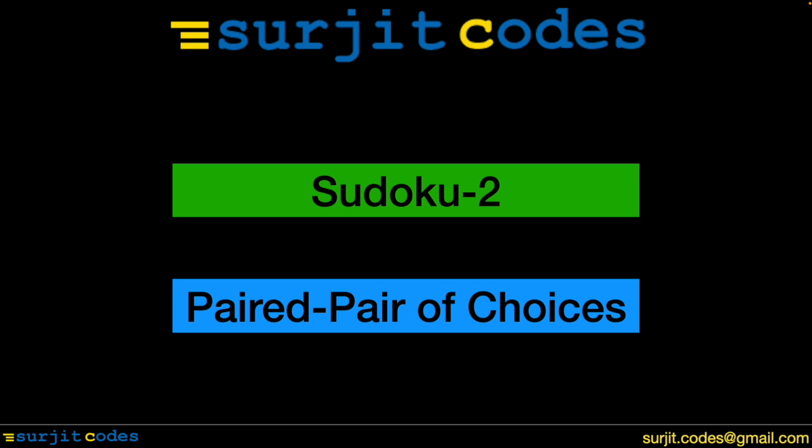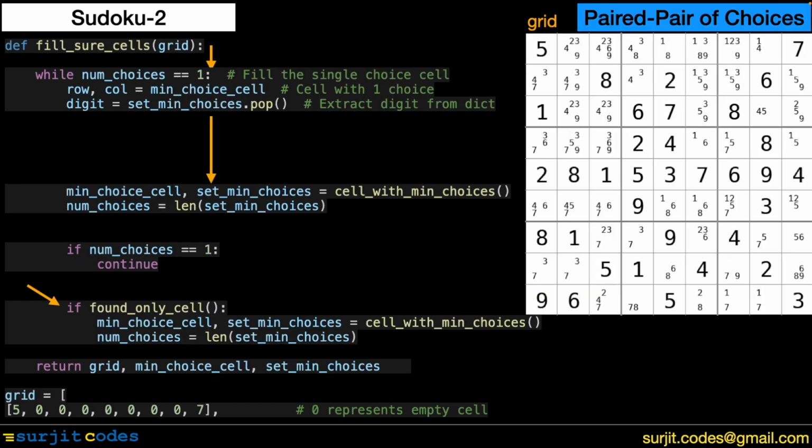Another logic that we often apply is of paired pair of choices. In row 7, pair of choices 3, 7 is present twice. This means that for these two positions, one of them is 3 and the other is 7. So we must remove 3 and 7 as choices from all the remaining cells in the row. This leaves the cell 76 with only one choice, that is 9.